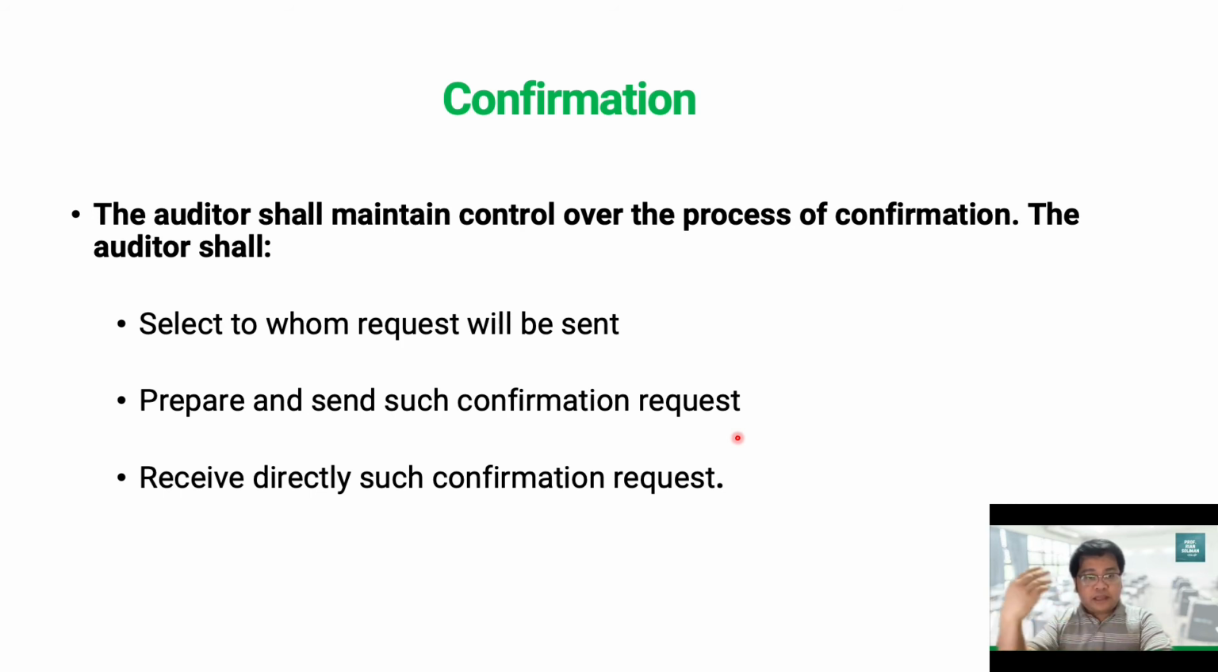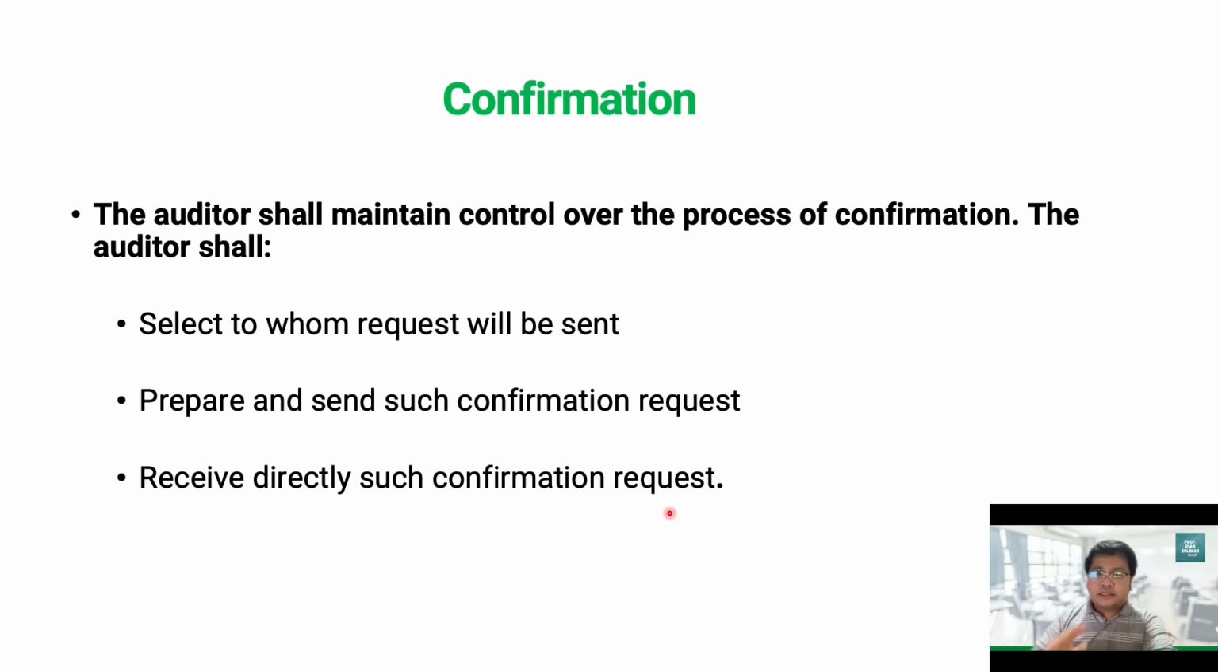So there will be a signature of the authorized personnel in the confirmation request before we send it to the third party. After we have prepared the confirmation request with the information that we need to get, we have it accomplished by the client. Okay, so they will affix their signature there, the authorized personnel, and then they give it back to us, and then we send that to the third party. And we should also receive the confirmation reply directly.